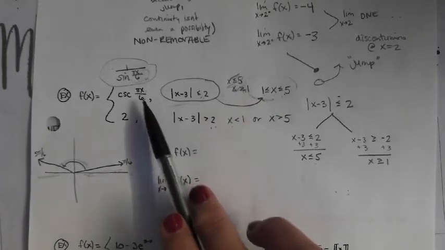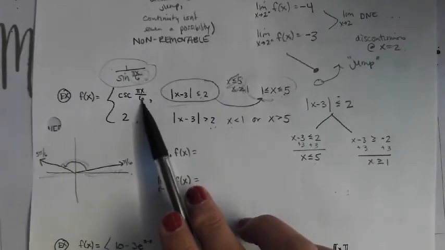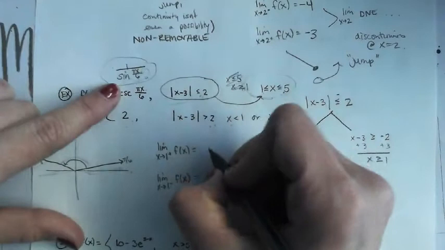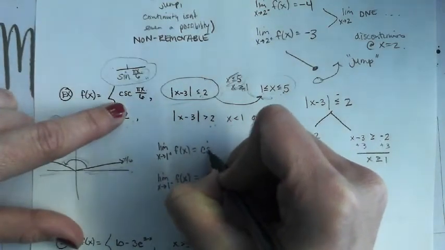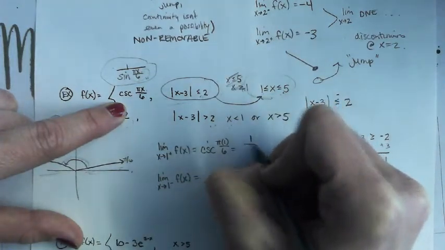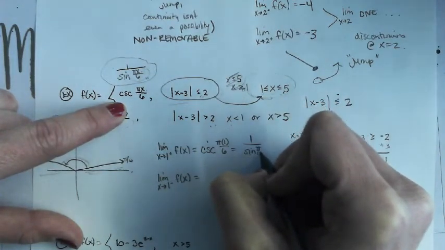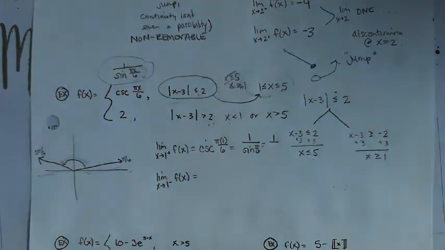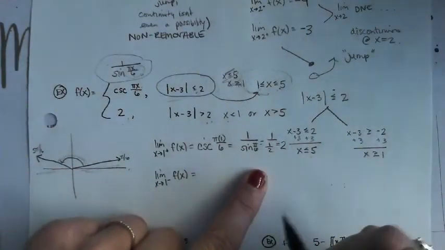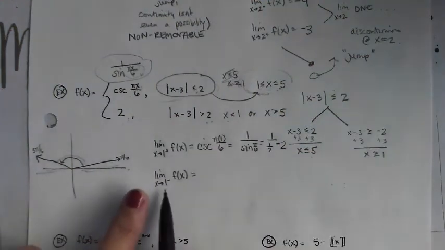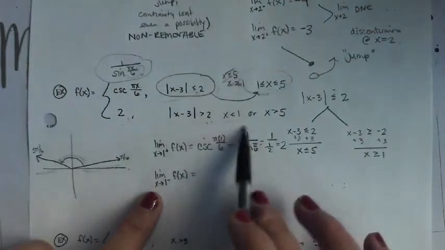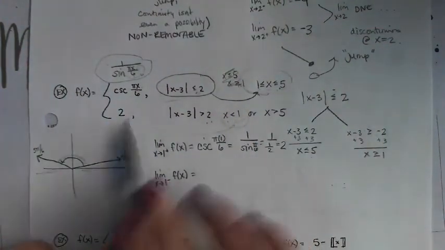So what is the cosecant of pi times 1 over 6? So that's essentially 1 over the sine of pi over 6. So I'll kind of do it out and show all the work. Which is 1 over the sine of pi over 6. And what is the sine of pi over 6? A half. What is 1 over a half? 2. And then what is the limit as we approach 1 from the left? That's this equation. So that's 2.